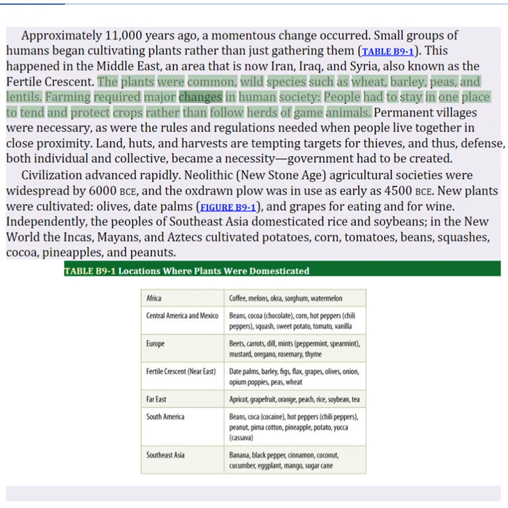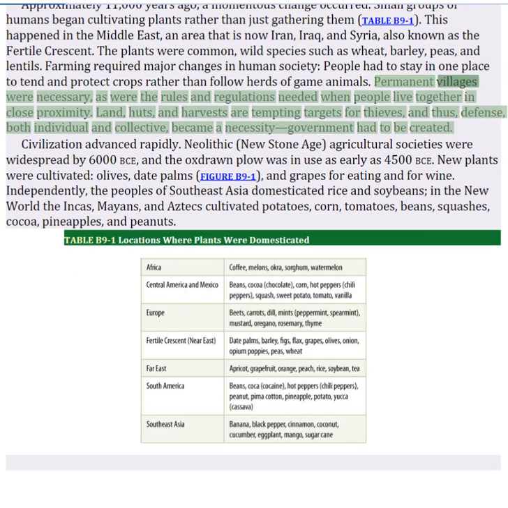Farming required major changes in human society. People had to stay in one place to tend and protect crops rather than follow herds of game animals. Permanent villages were necessary, as were the rules and regulations needed when people lived together in close proximity. Land, huts, and harvests are tempting targets for thieves, and thus, defense, both individual and collective, became a necessity. Government had to be created.